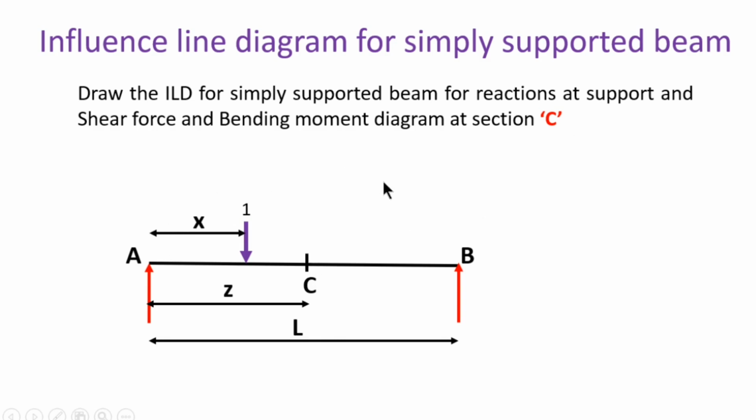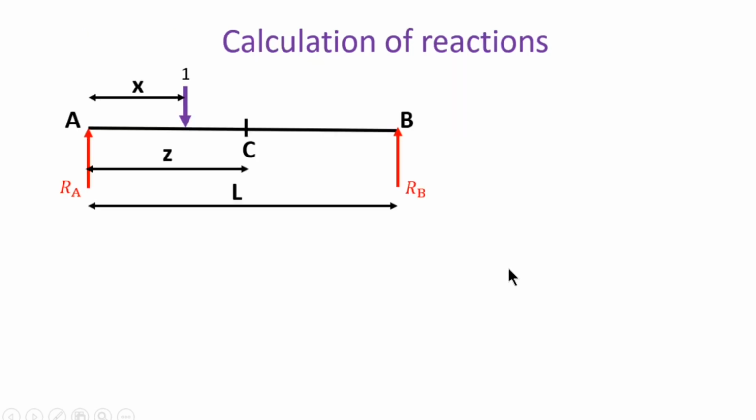And when we draw the ILD, always apply the unit load which is moving from left to right throughout the span. So here the unit load is moving from left to right throughout the span. Now the first step is the calculation of reactions. Here take sigma MA is equal to 0. Take clockwise as positive and anti-clockwise as negative.